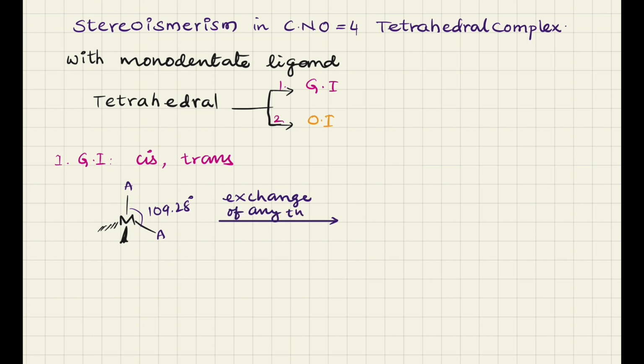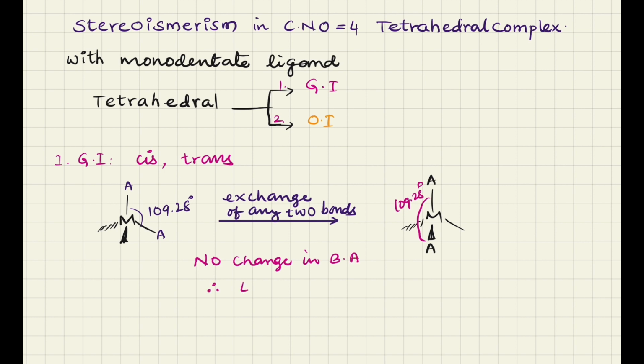Then if the bond angle changes, it gives a different structure. If it does not change, the structure is similar, called identical compared with the initial one. Therefore we can say these are the same structure, or identical. Identical means there is no change. So now I changed the position of A and the bond angle is 109.28 degrees. So there is no change. That's why the first and second structures are identical. No change in the bond angle.